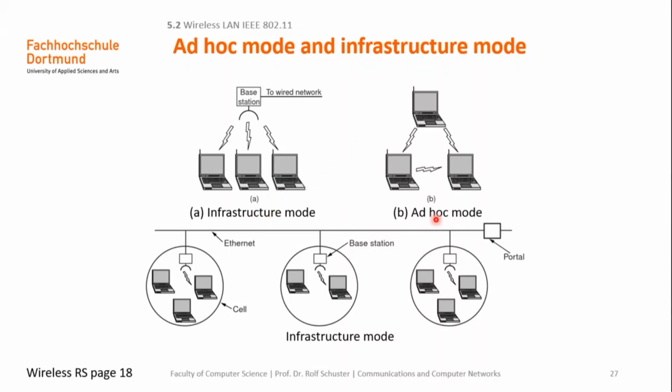In the infrastructure mode, the stations interact, exchange messages, frames, but there is an intermediate device called access point that receives the messages, the frames, and retransmits the frames. That is, the frames are exchanged only between each station and the base station called access point, and there is no direct communication between the stations.